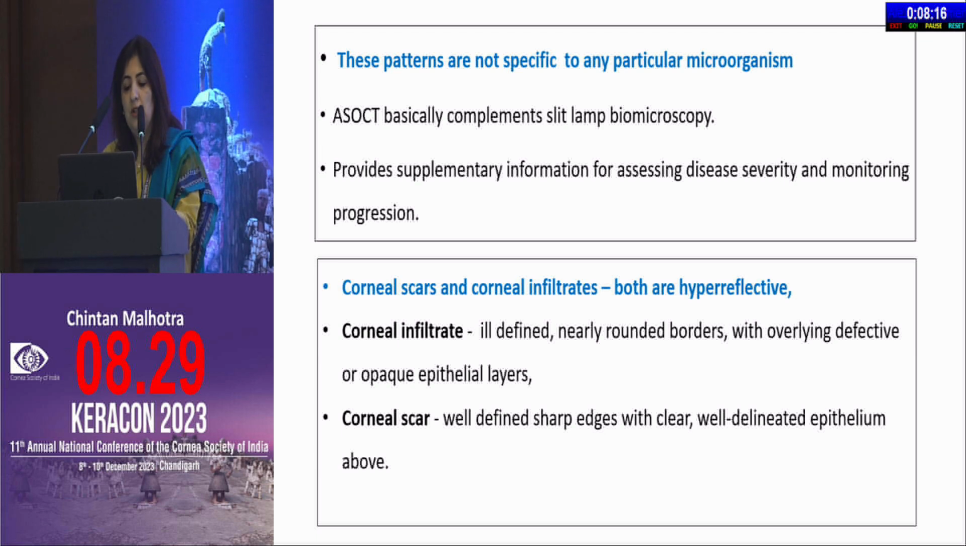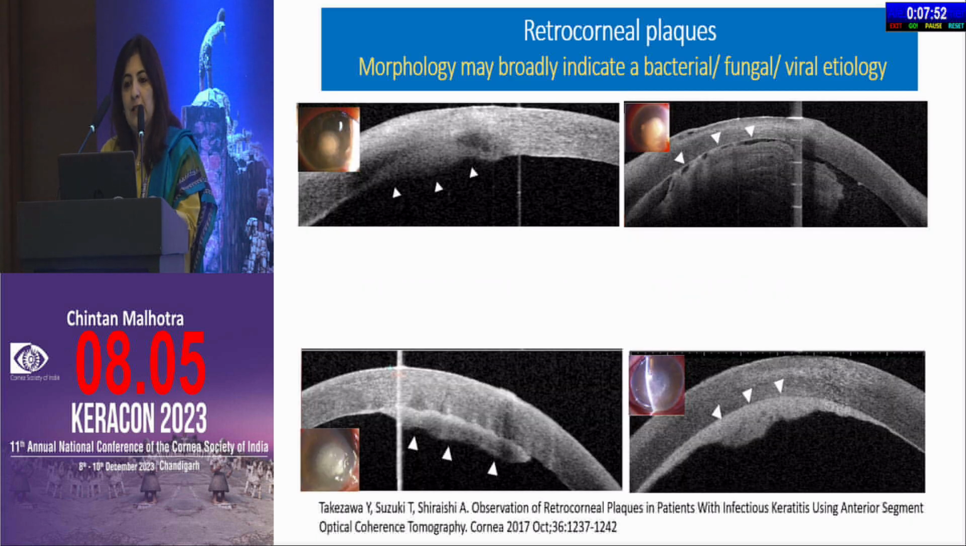So, what I mentioned earlier, to differentiate between corneal scars and infiltrates: both are hyperreflective, but as we know intuitively, infiltrates will be ill-defined with round borders and the overlying epithelium will either be absent or opaque. Whereas in the corneal scar, we'll have well-defined sharp edges, and the epithelium, because it's grown over the scar, will be normal. It might be thick, but it will be clear.